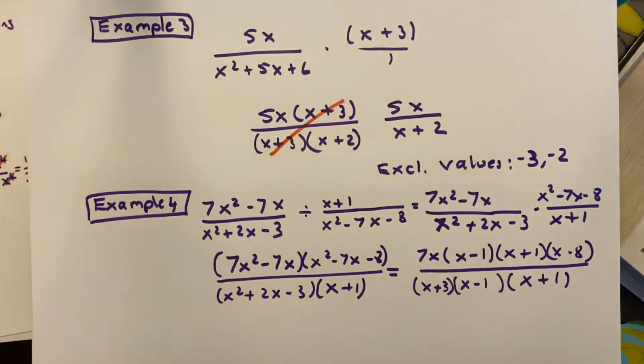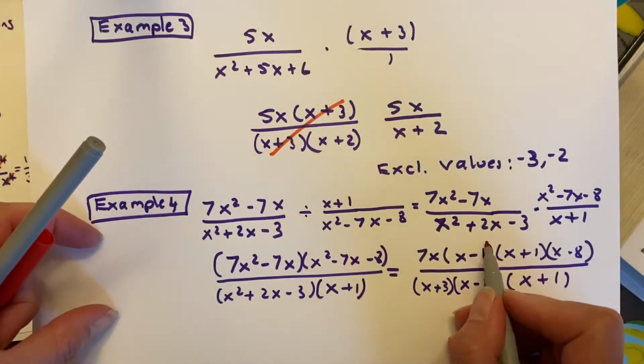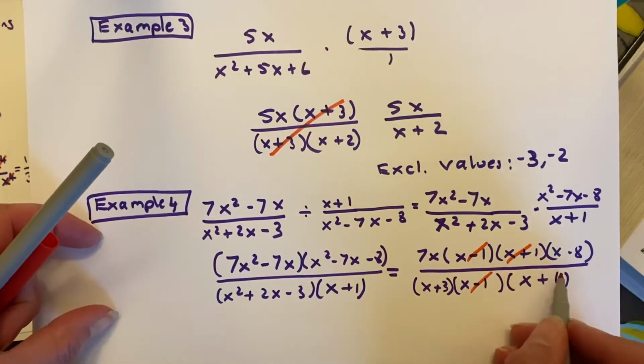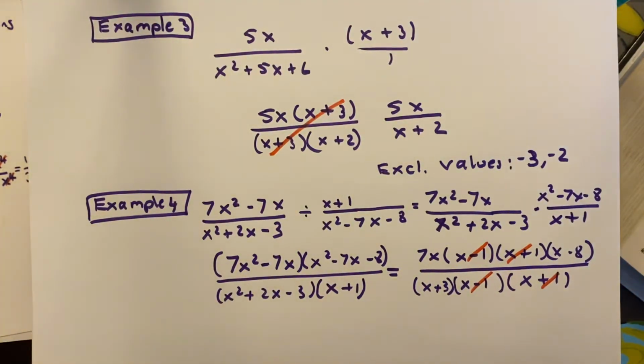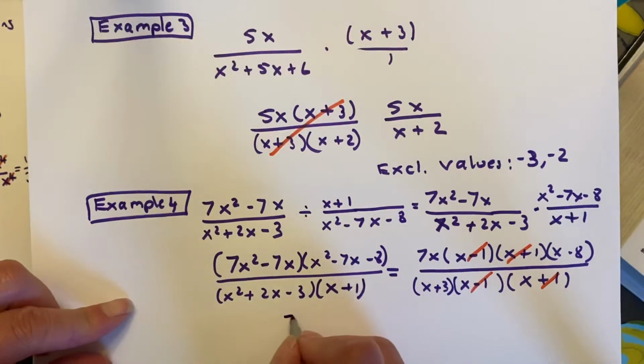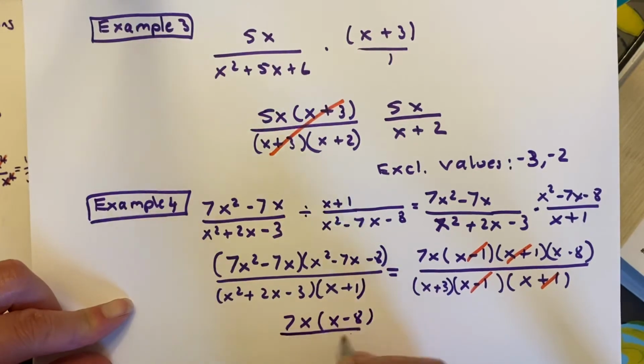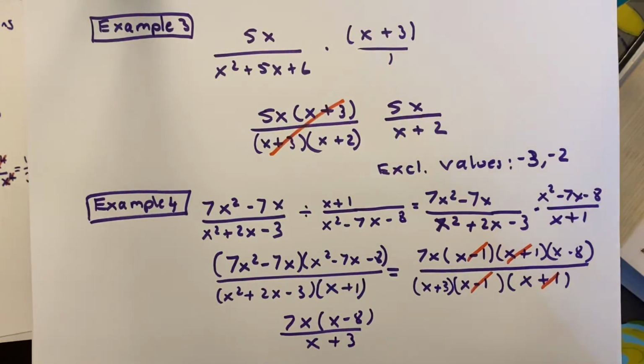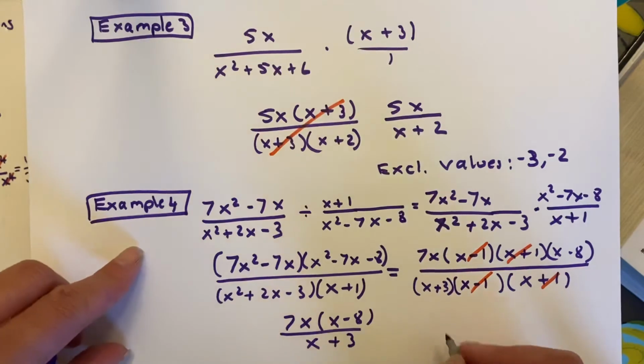All right, well now I can see quite a few things I can cancel. The x minus 1's, the x plus 1's, and when I'm all done, I'm left with 7x times x minus 8 over x plus 3. And that is as simplified as it can get. And I cannot forget my excluded values.